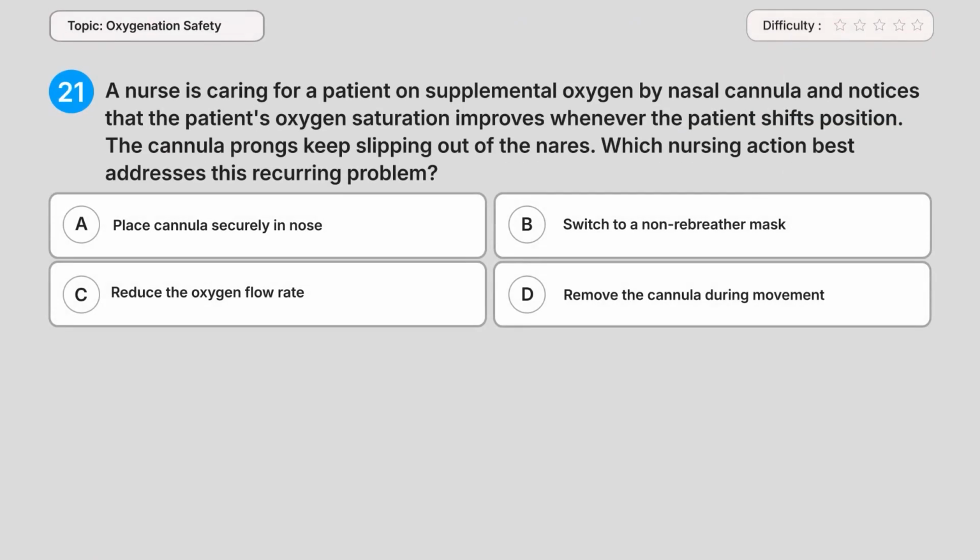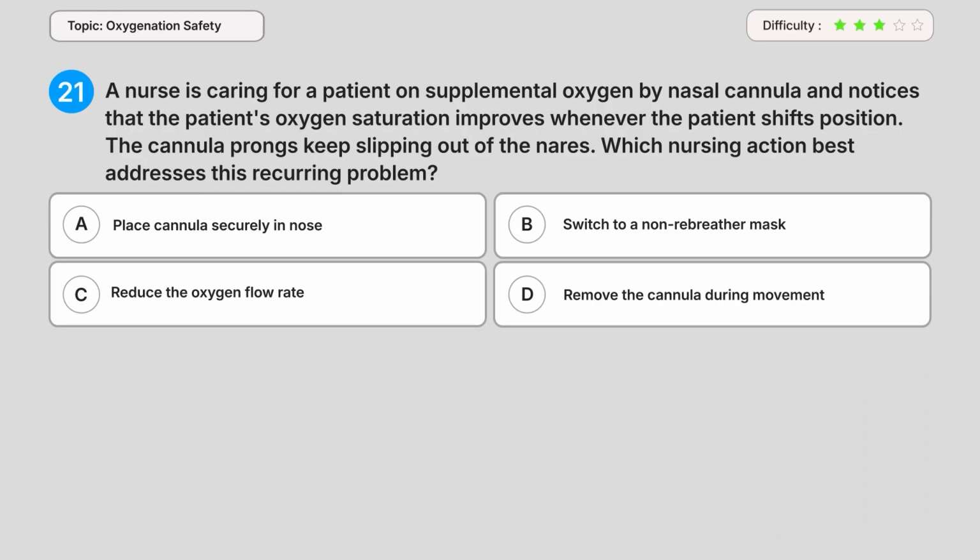Question 21. A nurse is caring for a patient on supplemental oxygen by nasal cannula and notices that the patient's oxygen saturation improves whenever the patient shifts position. The cannula prongs keep slipping out of the nares. Which nursing action best addresses this recurring problem?